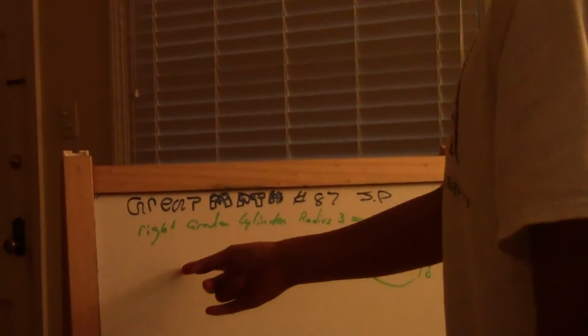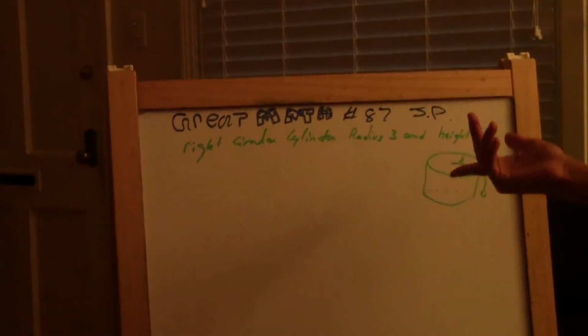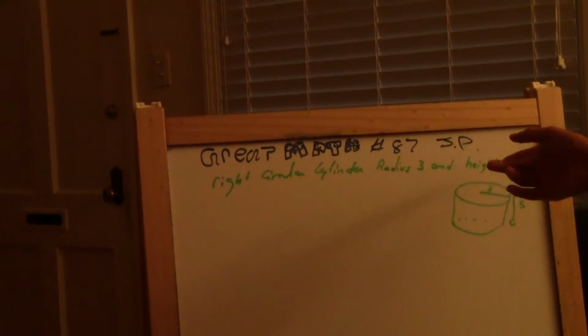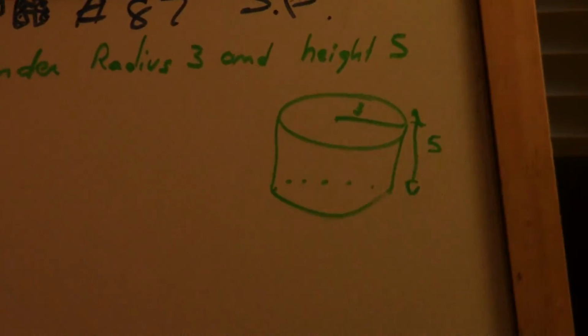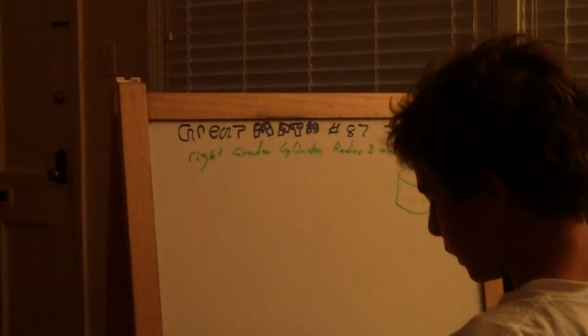Now, here it is. It says the right circular cylinder, also known as just a normal cylinder, has a radius of 3 and a height of 5. Now we have to do a set of questions, which I am ready to show. So one of them says, find the volume of the cylinder. That's not gonna be too hard.